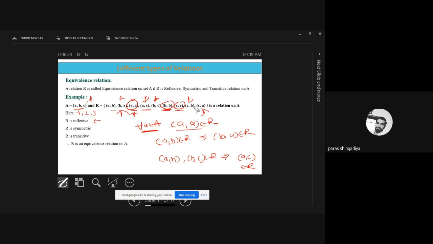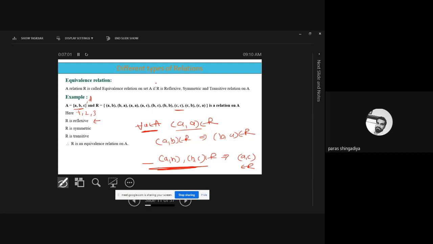And then for the transitive case, we consider this type of pair, AB and BC, where B should be the common element. Then A comma C should exist. Clear? So just check this type of pair. First is AB and BA. The pair created is A comma A using these two, so A comma A exists here. Another case is AA and A comma C, where the middle value is common. So which pair will create A comma C? A comma C also exists.